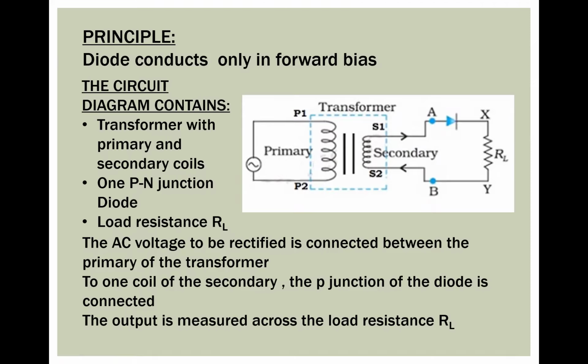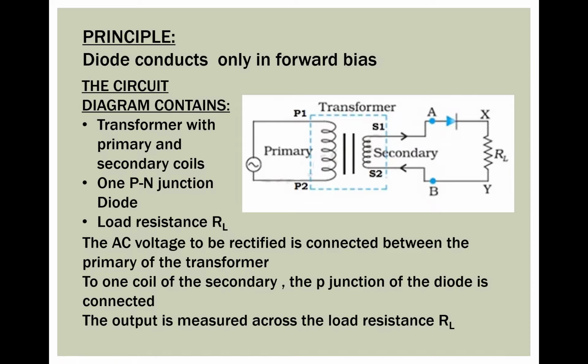Next, the secondary voltage is given to the diode, this A and B, no? A and B voltages are given. For example, if I give 230 volts as the input voltage to the primary winding, the 230 volts is converted in the secondary to either 12 volts or 10 volts. Okay, the 10 volts or 12 volts is given to the diode.